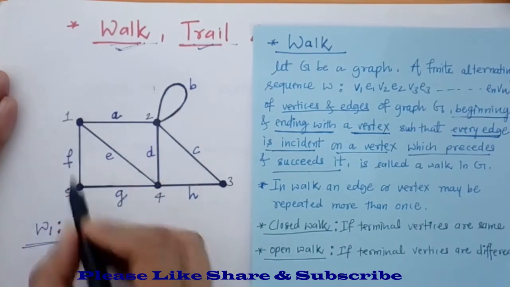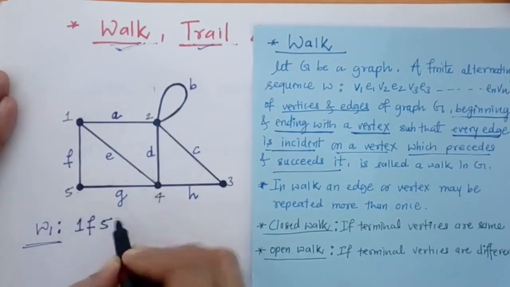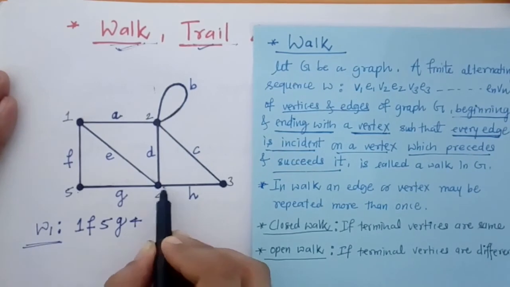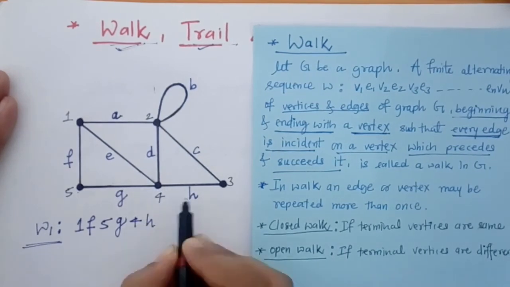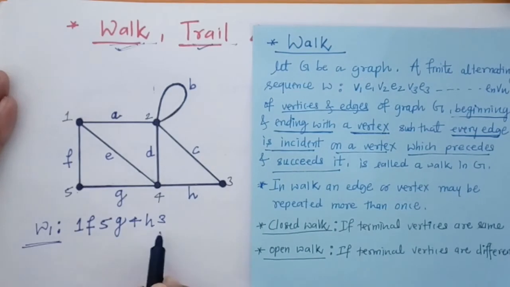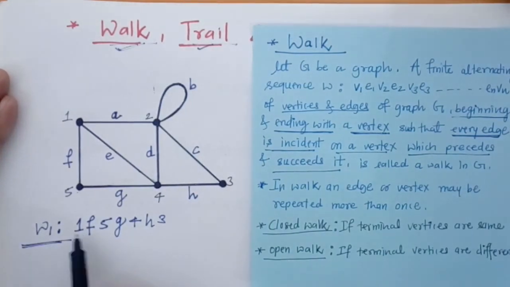from vertex 1, then this edge F, then this vertex 5, then we have this edge here, then again this vertex 4, then this edge here H and this vertex 3. So this is the walk here, right? So what we have done here is create one alternating sequence of edges and vertices.